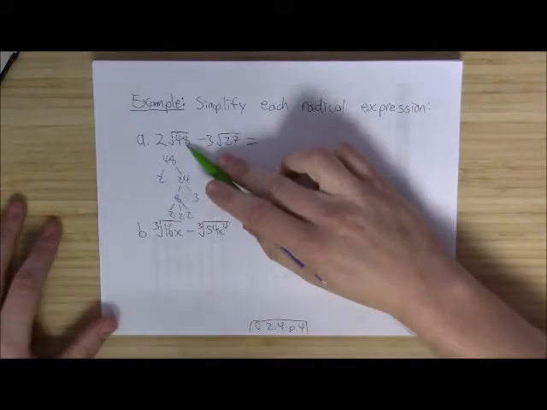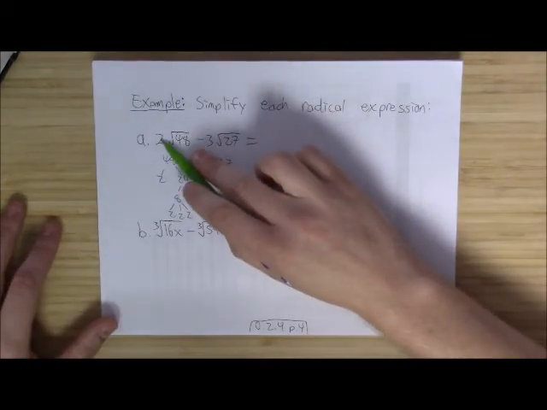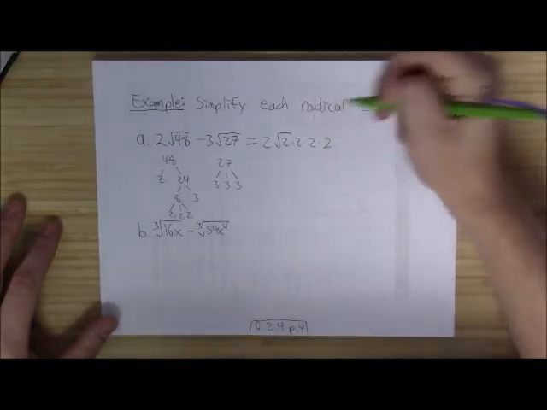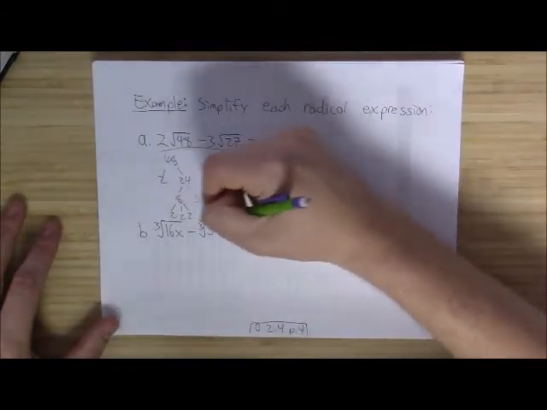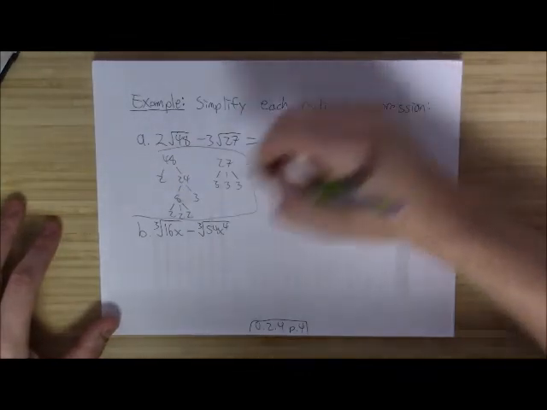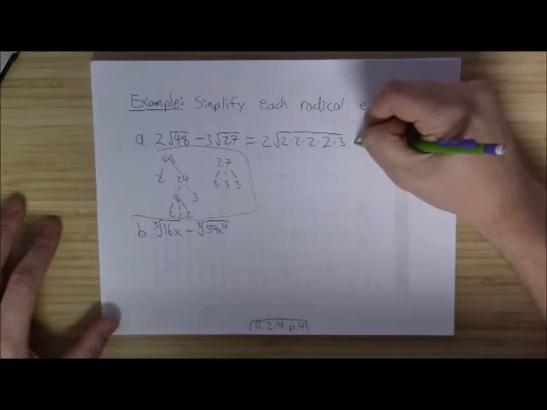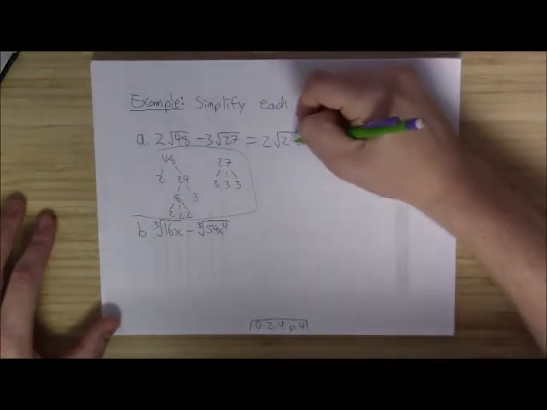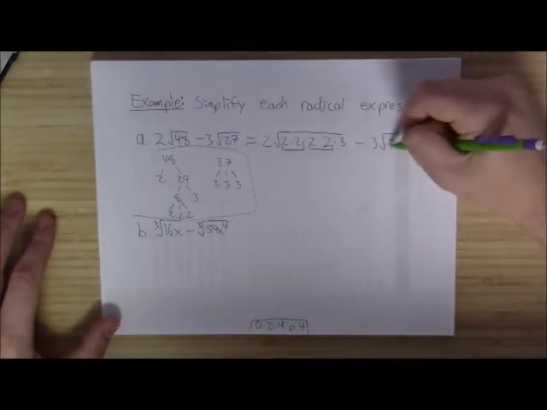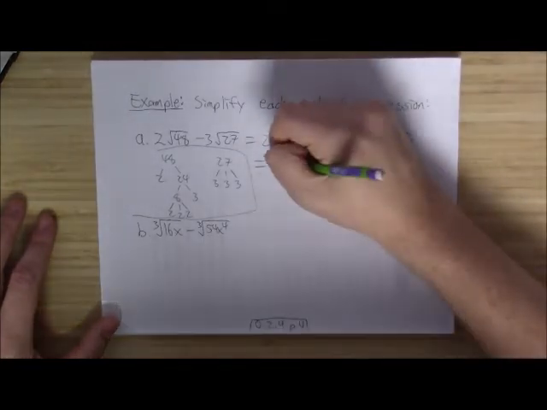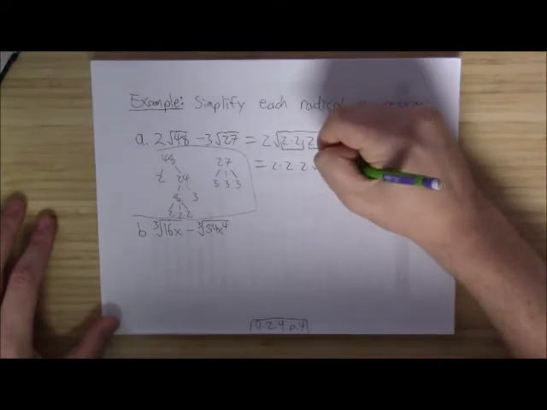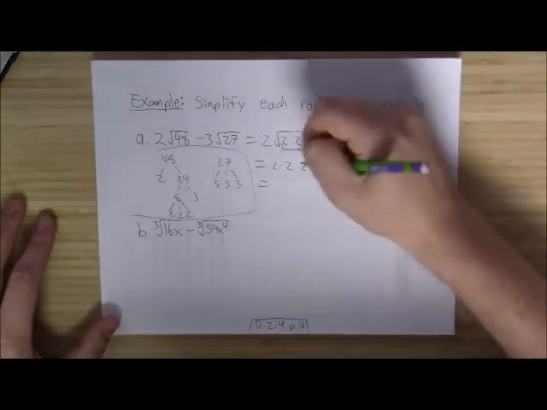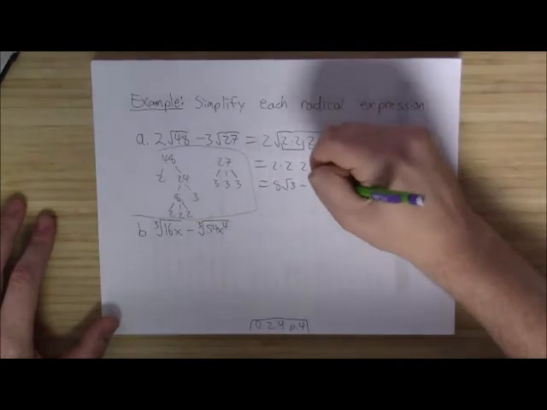So what we actually have here is 2 times the square root of 2 times 2 times 2 times 2. Let's go ahead and section this off as side work. 2, 2, 2, 2 times 3, minus 3 square root of 3 times 3 times 3. And again, we know that we can bring out a pair since it's a square root. And so this is 2 times 2 times 2 square root of 3, minus 3 times 3 square root of 3. Simplifying, we have 8 square root of 3 minus 9 times the square root of 3.